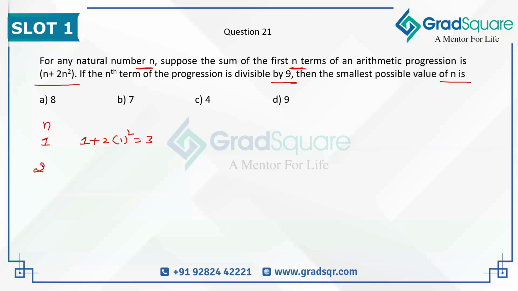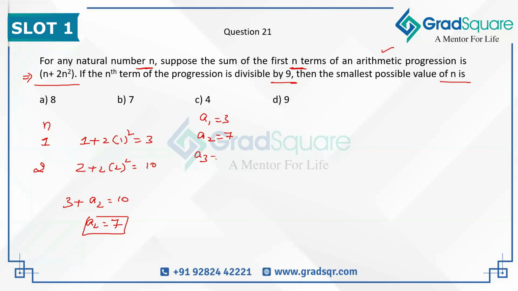Now, when you put n equals 2, it will give you the sum up to two terms, the first term and the second term added. So what is that? 2 plus 2 times 2 square. 2 square is 4, into 2 is 8, plus 2 is 10. That means your first term is 3 plus your second term, let's call it A2, the total should be 10. That means the second term will turn out to be 7. So now I have my first term as 3, my second term as 7, and it is given to me that it is an arithmetic progression.